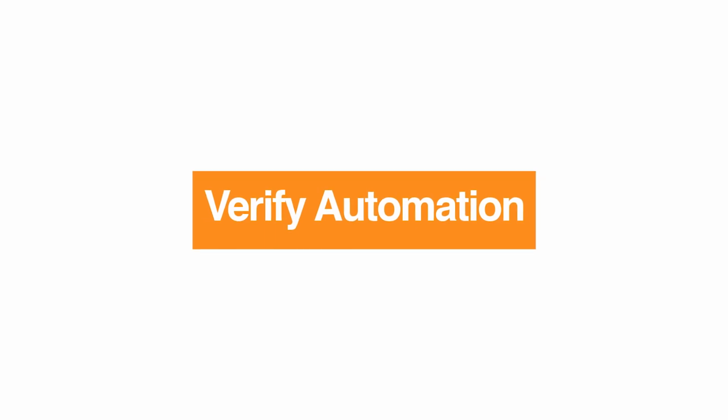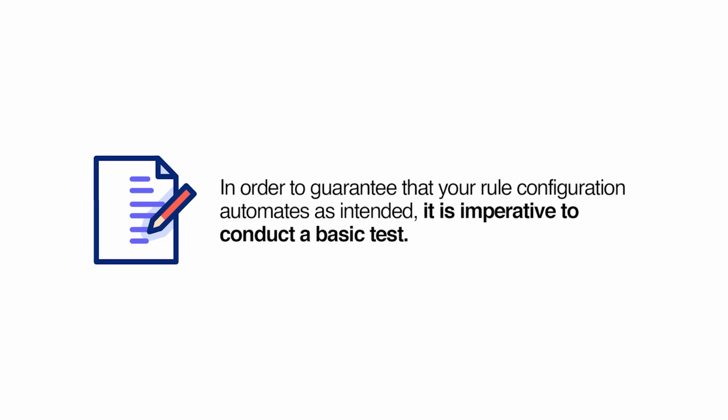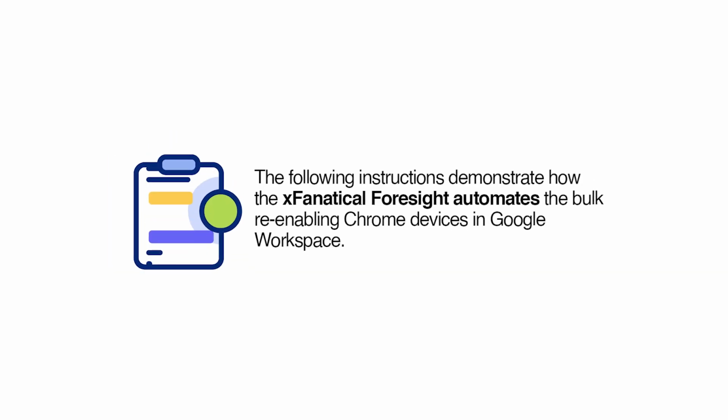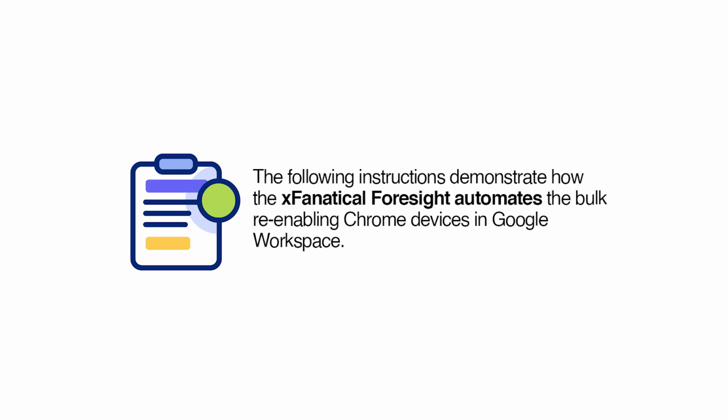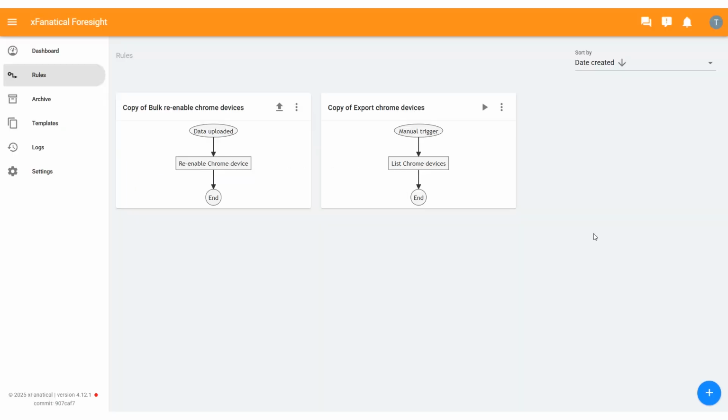Verify automation. In order to guarantee that your rule configuration automates as intended, it is imperative to conduct a basic test. The following instructions demonstrate how xFanatical Foresight automates the bulk re-enabling of Chrome devices in Google Workspace. Go to the Rules page. Find the Copy of Export Chrome Devices rule and click the Play button.